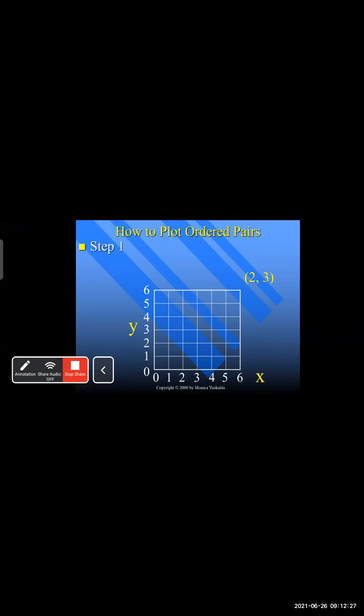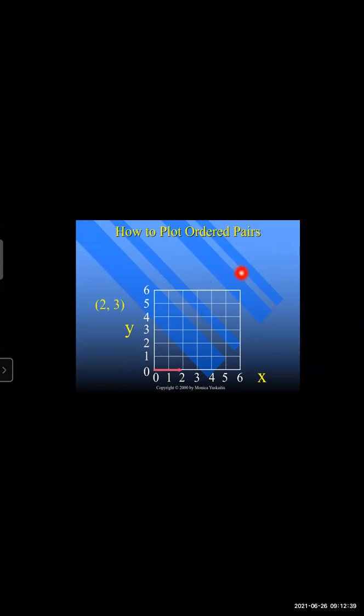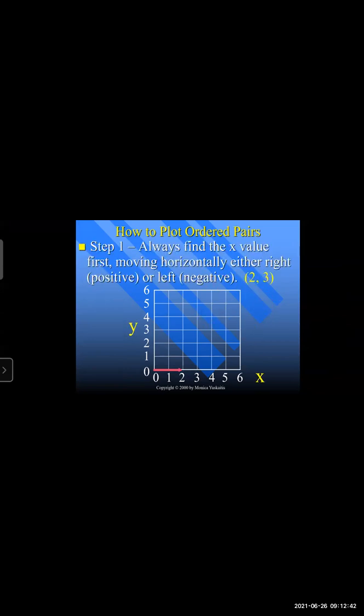How to plot an ordered pair? हमें कैसे plot करना चाहिए ordered pair को? So here we see a few steps. Step number 1: always find the x value first. If you have a point, always find the first value. For example, if the given point is 2, 3, that is the coordinate 2, 3, you have to find the x value first. So the x value is 2. Always find the x value first, moving horizontally either right or left.